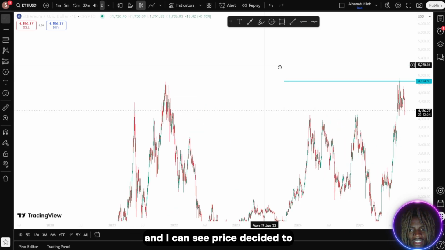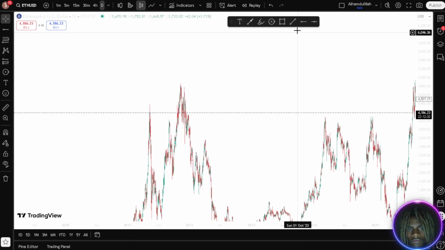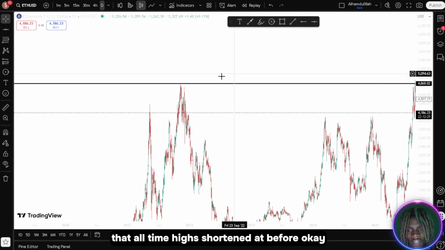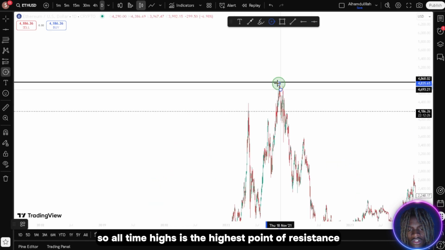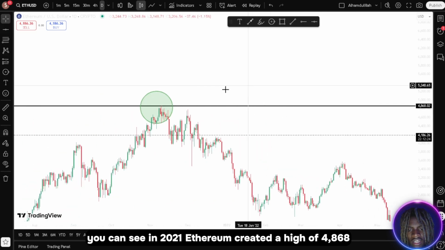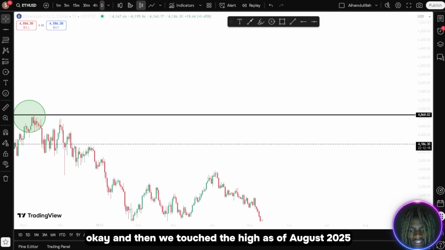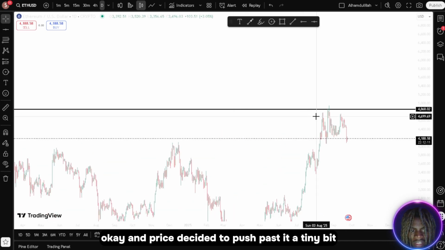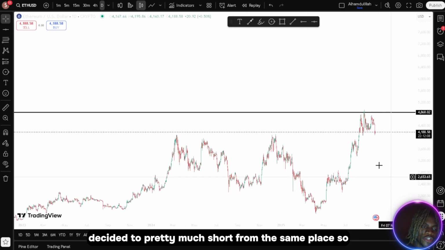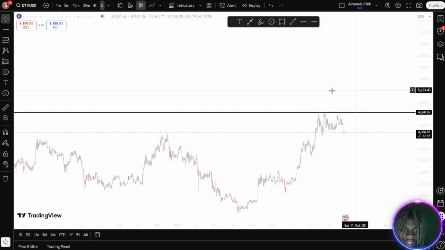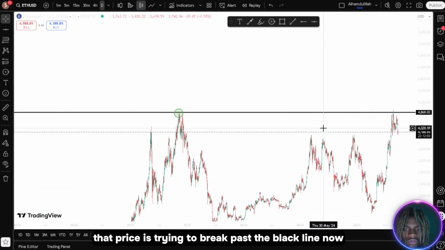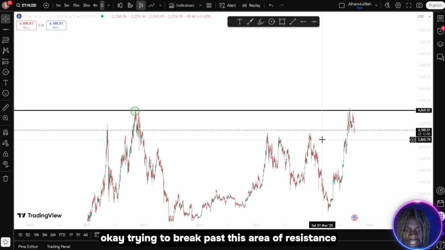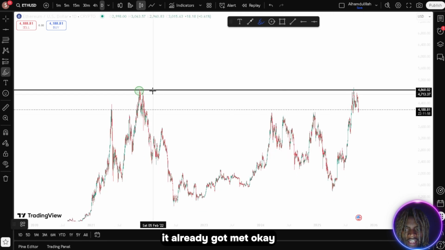And I can see price decided to kind of short from the same place that the all-time high shorted at before. So all-time highs is the highest point of resistance. You can see in 2021, Ethereum created a high of 4,868. And then we touched the high as of August 2025. Price decided to push past it a tiny bit, but pretty much shorted from the same place. So you know that price is trying to break past the black line now. It's trying to break past the area of resistance. It already got met, it got created here.